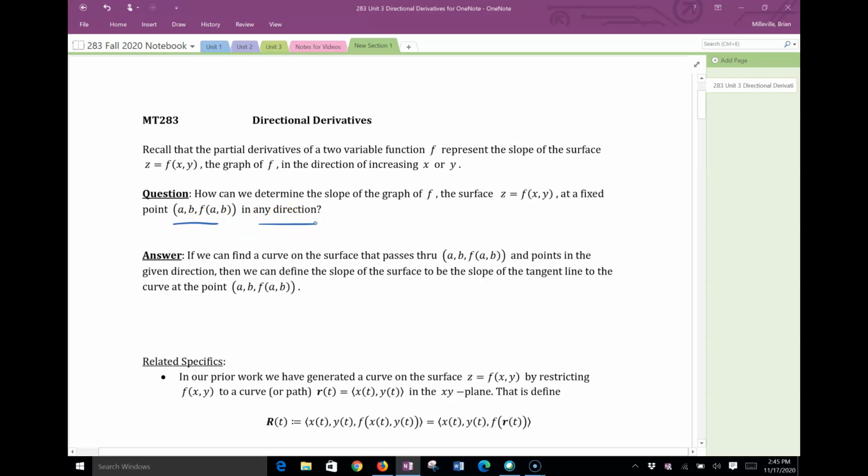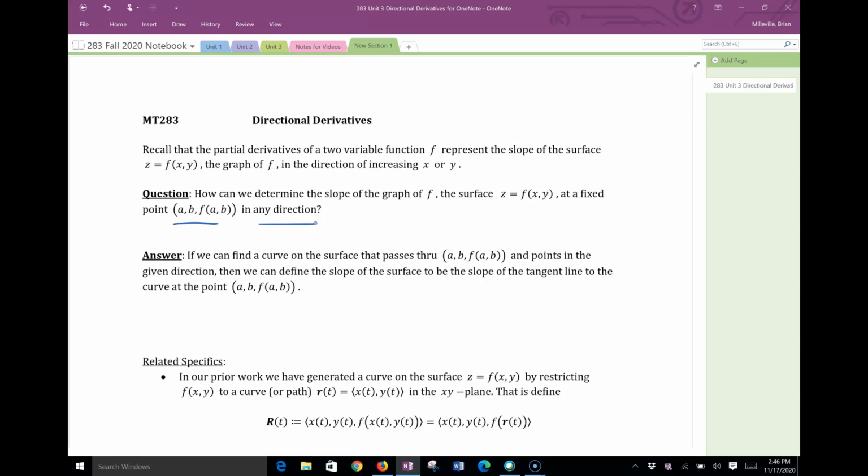Alright, so how are we going to do that? Well, what we're going to do is try to find a curve on the surface that passes through the appropriate point and points in the appropriate direction, and we're going to define what that means. Then we can define the slope of the surface to be the slope of the tangent line to that curve at the given point on the graph.